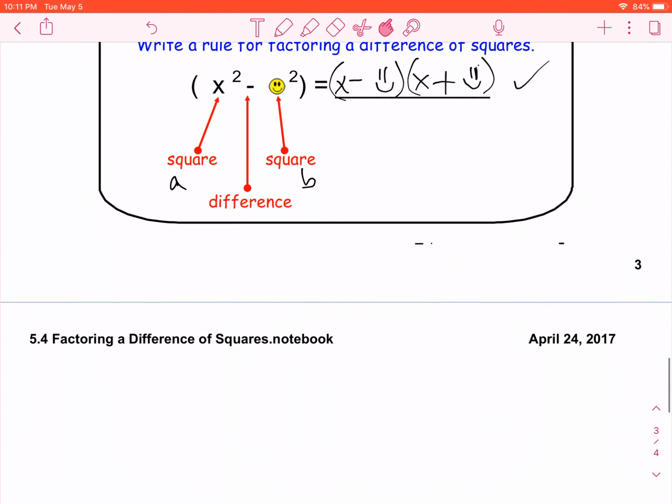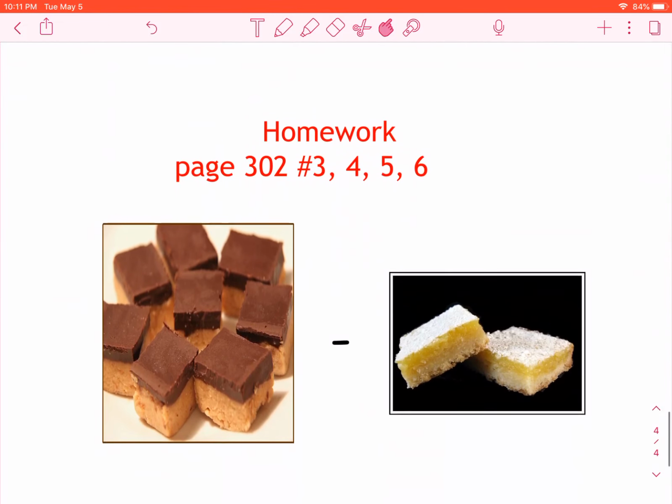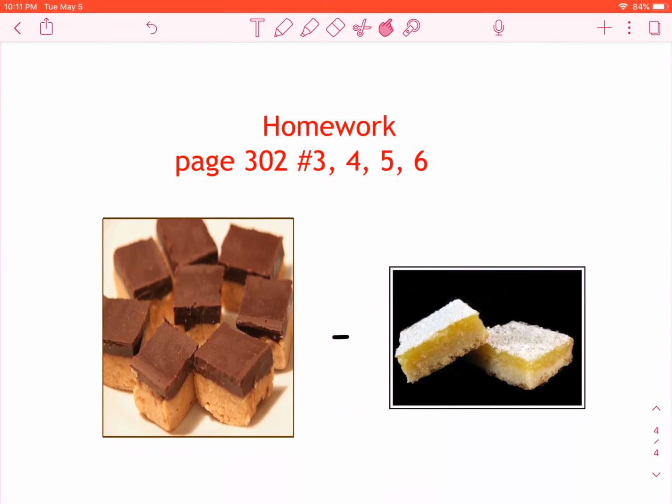It's a pretty straightforward lesson. I'd like you to try these 4 questions.